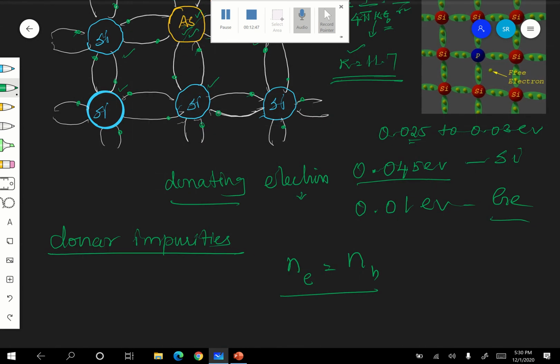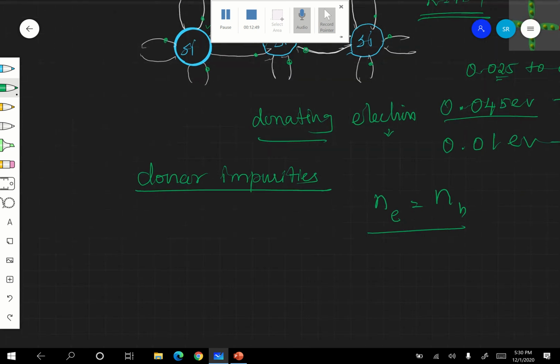So here, if it is intrinsic, it means Ne is equal to NH. Here also there will be some electrons jumping from the valence band to the conduction band, but in addition there are some electrons donated by the pentavalent impurity. Therefore, you will be getting more electrons in the conduction band than holes in the valence band. That is the very important characteristic of this N-type semiconductor.